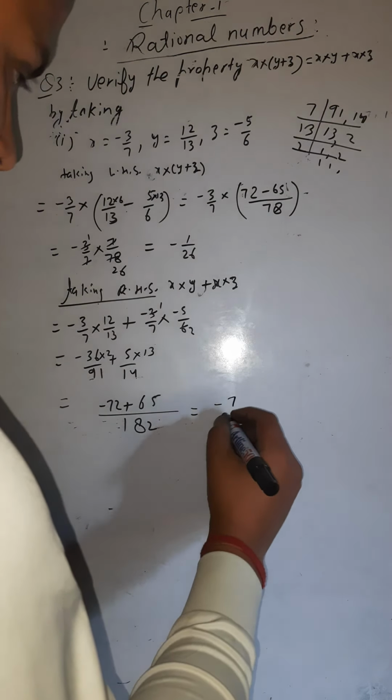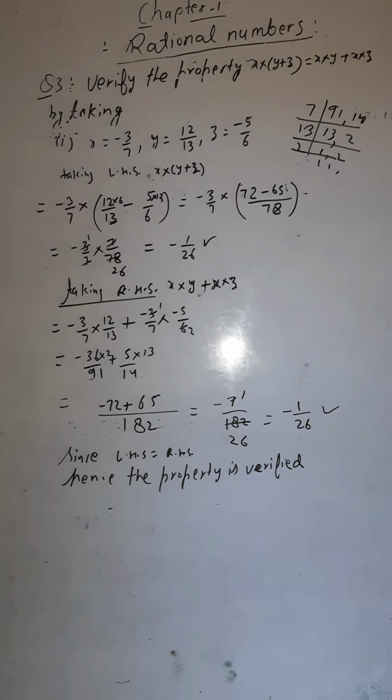Now you can see, while you were taking LHS, the answer was minus 1 by 26. Now you have taken RHS, again the answer is coming minus 1 by 26. So in both ways you have the same answer. Since LHS is equal to RHS, hence the property is verified. So this is how you verify the property. Okay. So this was the third question for today.